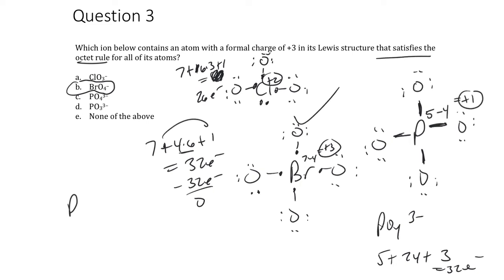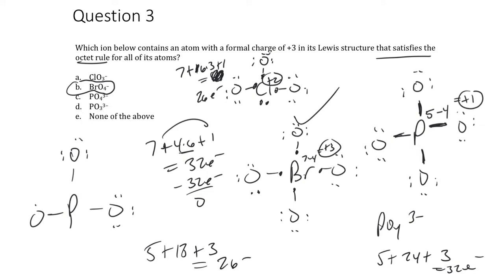And if we go to PO3 3 minus, we just have 3 O's. Now PO3 3 minus: 5 plus 18 plus 3 is 26 electrons. So here we have used 24 electrons. So we have 2 electrons left over to go on phosphorus. This actually has a 0 formal charge.